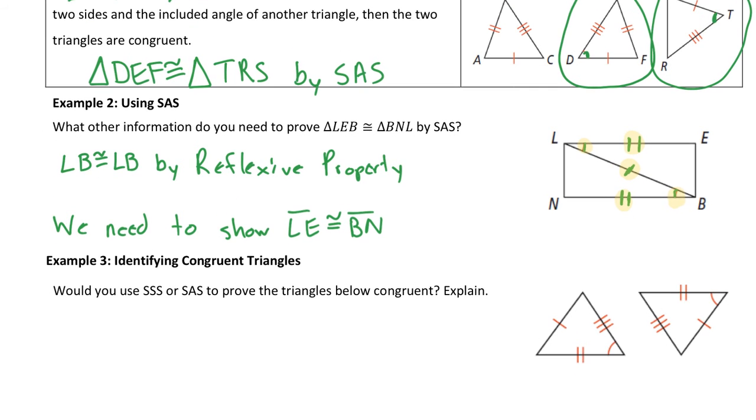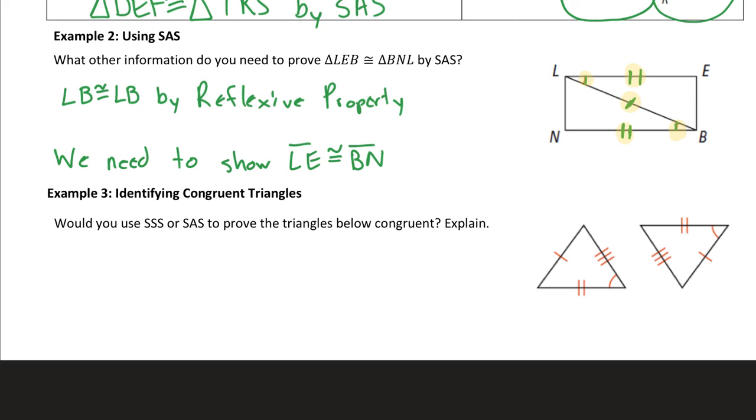And then one more example before you get a little bit of practice on this is identifying congruent triangles. This is asking, would you use SSS or SAS to prove the triangles are congruent? And this is a little tricky because you're given all three sides and you're given an angle. So at first you think it could be either one, but I'm going to say that you would use SSS, all right? The reason I would use SSS is because I have three corresponding sides that are congruent. The reason I can't use SAS is because this included angle is not included between two congruent sides.